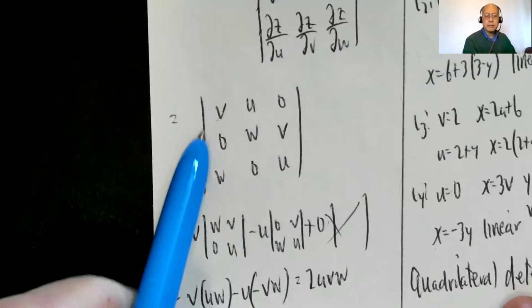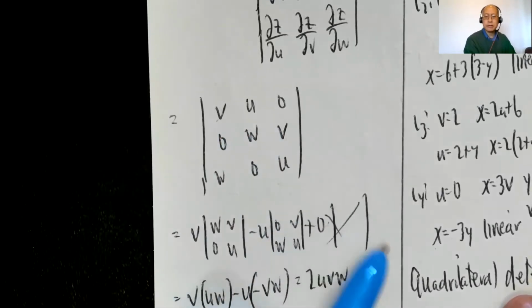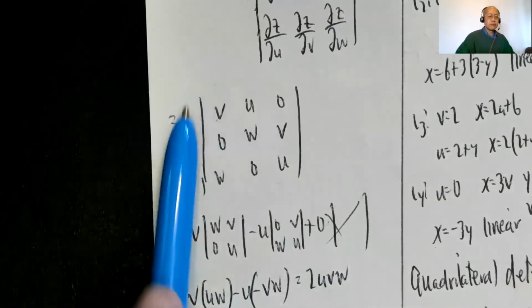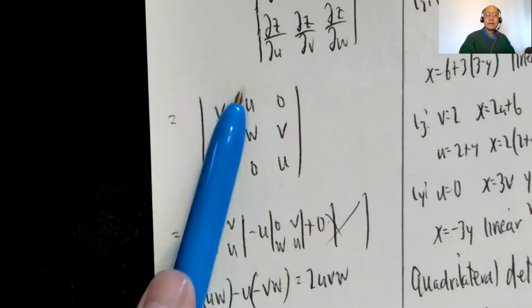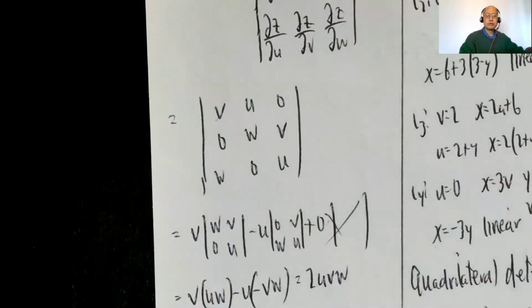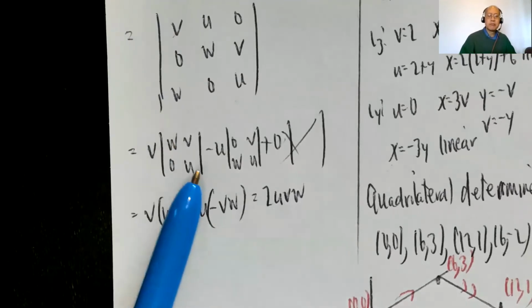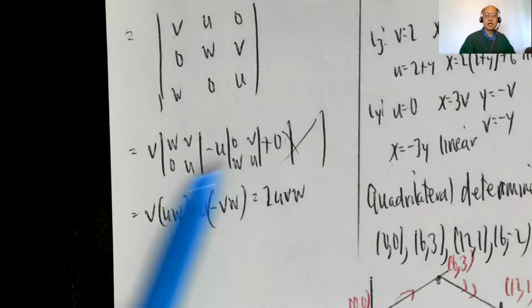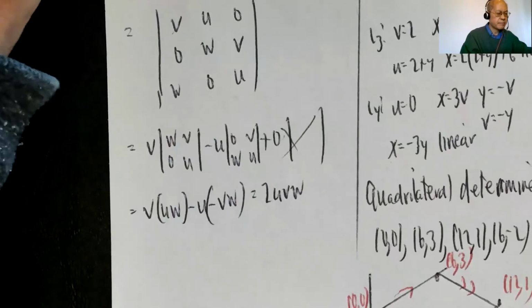So it's v times something minus u times something plus 0 times something. Well, 0 times something, I don't have to worry about it. So v times (0·u minus v·w) minus u times (0·u minus w·v)... So we have v times that minus u times that: uw minus nothing, minus u times nothing minus vw. So I have uvw minus a minus uvw, 2uvw. Okay.